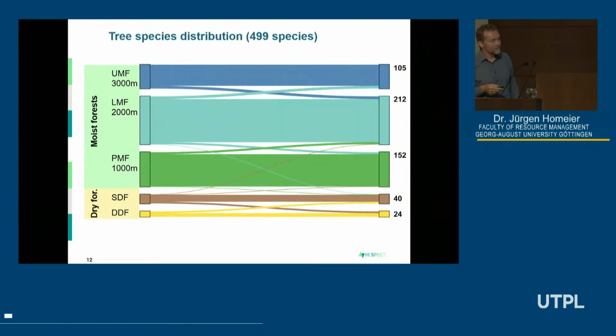So next slide, the tree species. At the tree species level, it's quite different. Most of the species stay at their elevation level. There's quite a few exchange between the elevations and less exchange between the dry forest and the humid forest. So in total, we have here about 105 species in the 3 hectares of forest, more than 200 species at 2,000 meters and 150 species at 1,000 meters. In comparison, only 24 and 40 species in the dry forests.